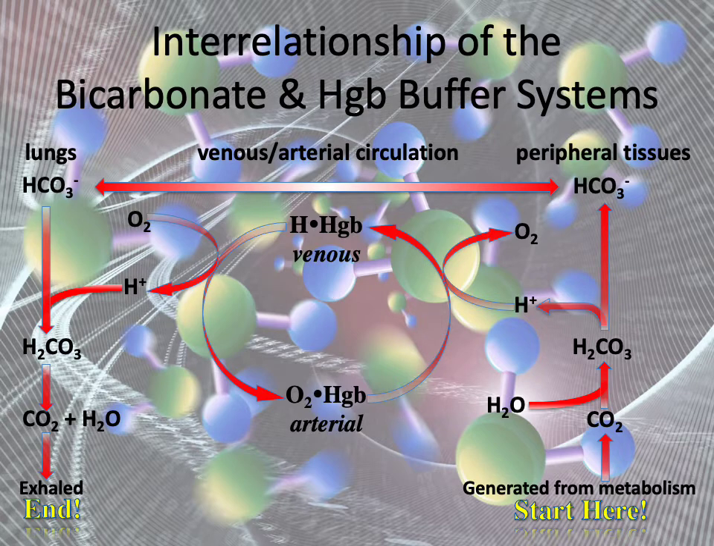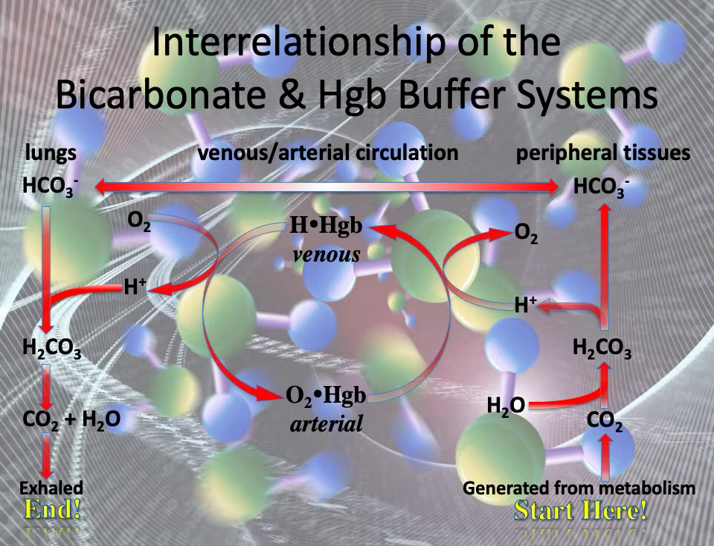And when those red blood cells get back to the lungs, a lot of oxygen comes in and helps to displace the hydrogen ion so that the hemoglobin is now oxyhemoglobin. But now we have this free hydrogen ion. So what happens is bicarbonate ions come back into the red blood cell. They recombine with the hydrogen to form carbonic acid, which is split into CO2 and water, and that is exhaled.